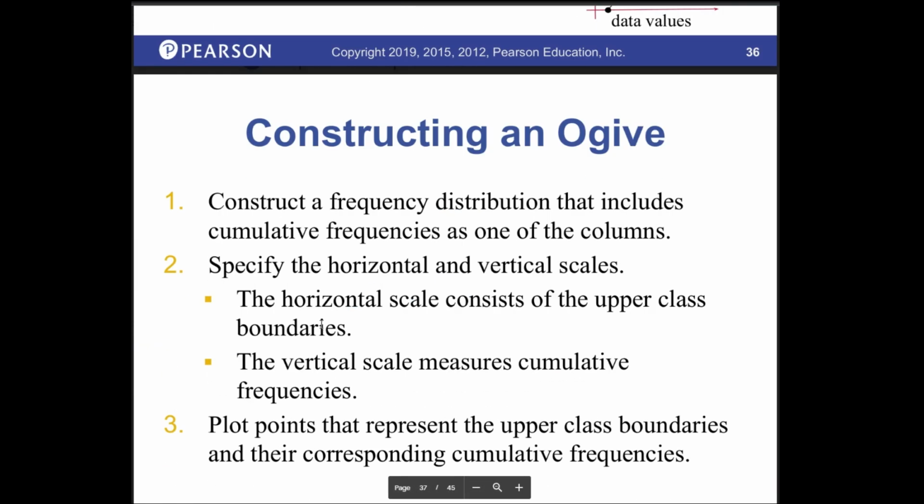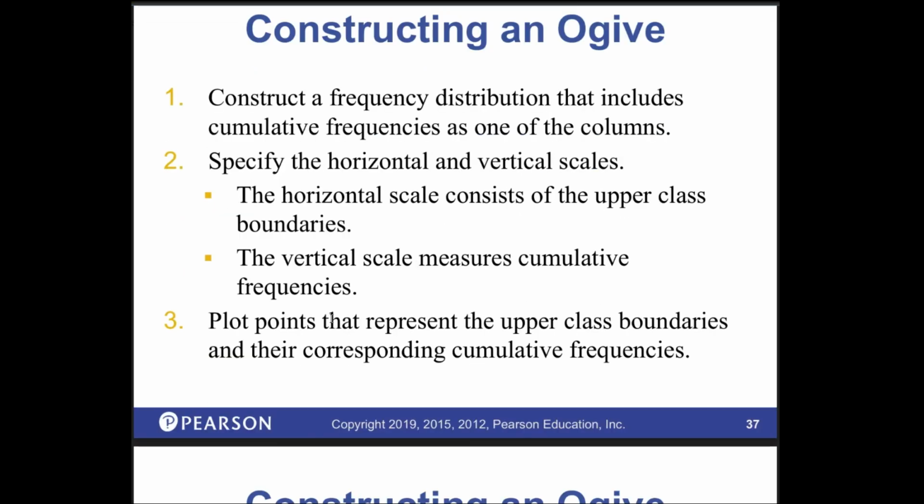So, constructing an OGIVE: construct a frequency distribution that includes cumulative frequencies as one of the columns. Specify the horizontal and vertical scales. The horizontal scale consists of the upper class boundaries, and the vertical scale measures the cumulative frequencies. Plot points that represent the upper class boundaries and their corresponding cumulative frequencies.